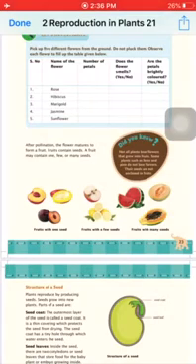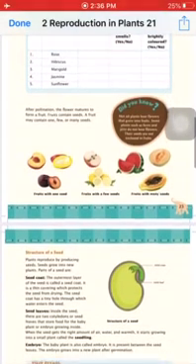For example, plum, chiku, these are the examples of one seed fruits. Next is fruit with a few seeds. Apple, lemon, these are fruits with few seeds. Fruits with many seeds, for example, watermelon, papaya, these fruits contain many seeds inside it.